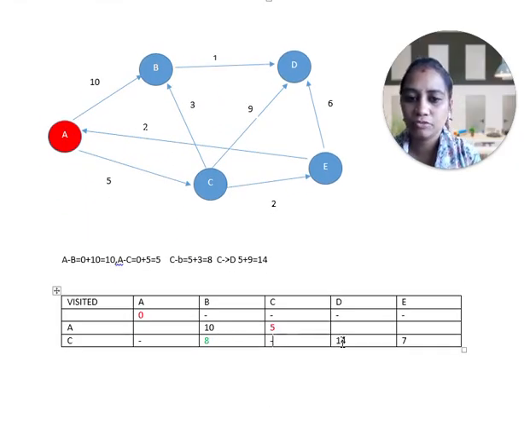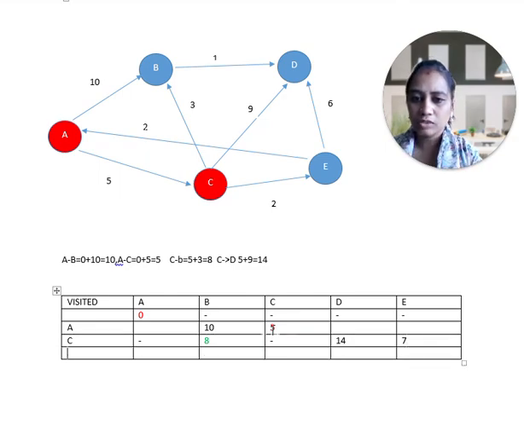8 is there, 14 and 7. So which is lesser, that I am considering as visited. So already C we have selected as visited, right? So now which is not visited, so I'll take one more. Among these, 8 is there, 14 and 7. So 7 is lesser, that is E. So E I'll write here. Next, this can't be done, already taken.